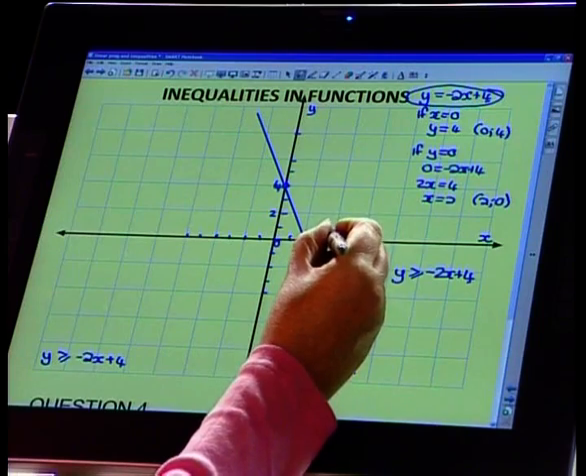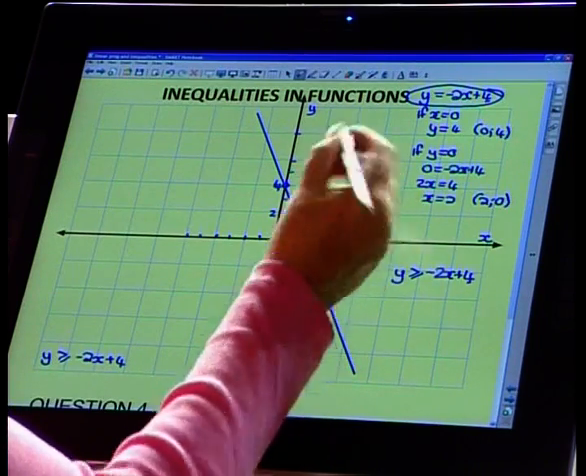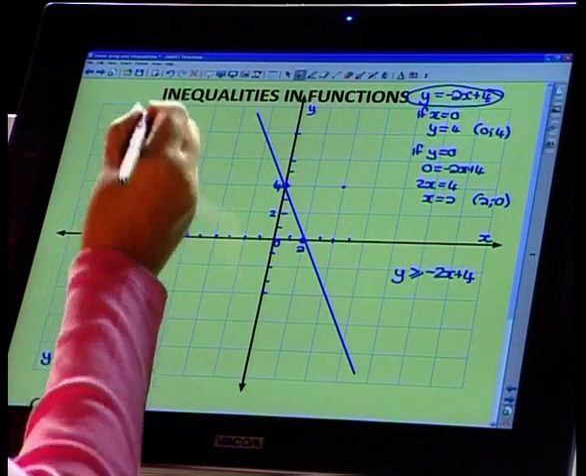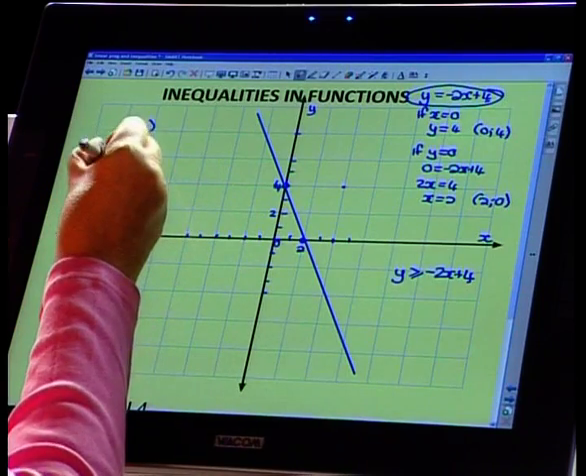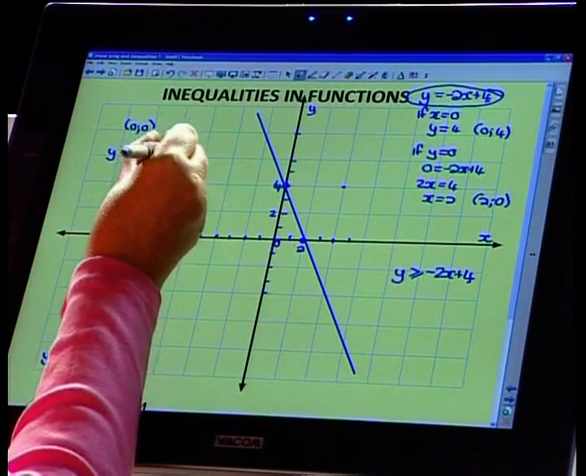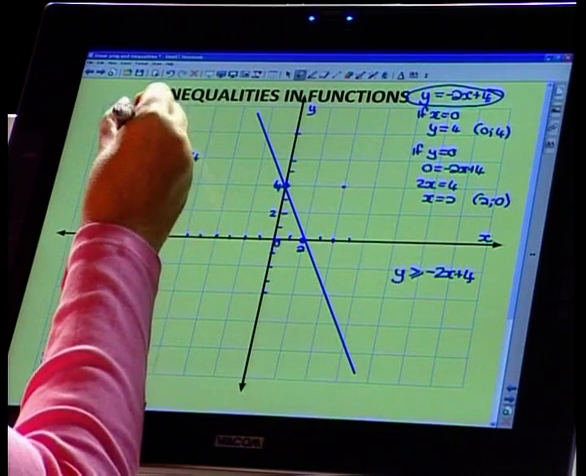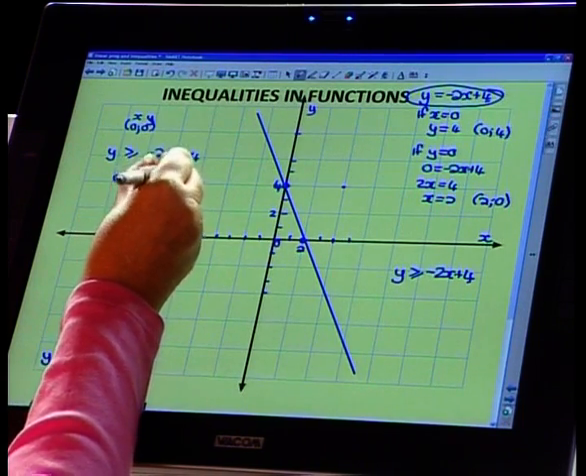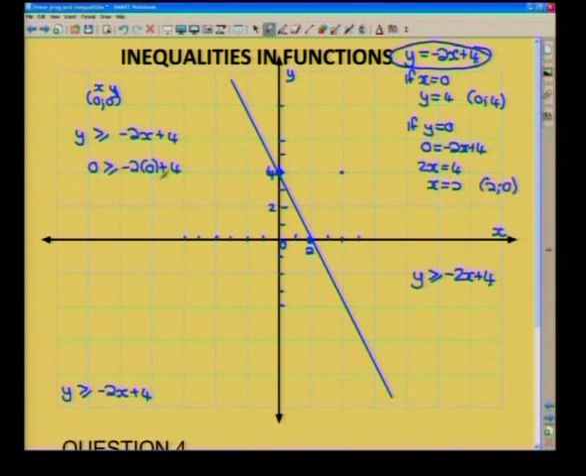I could have chosen out here, say, 4, 4, which is clearly above, which is also fine. But let's start with 0, 0. I'm going to take this equation and substitute that 0, 0 in for x and y. So 0 is greater than or equal to minus 2 times 0 plus 4, which means 0 is greater than or equal to 4. Is that a true statement?